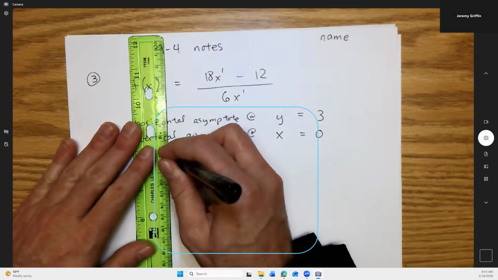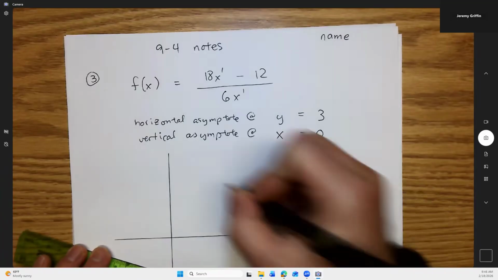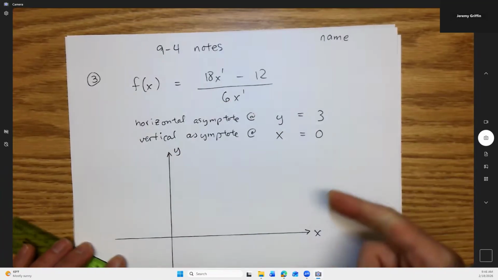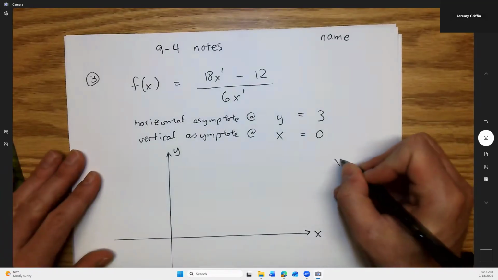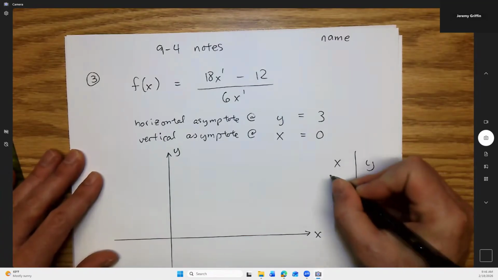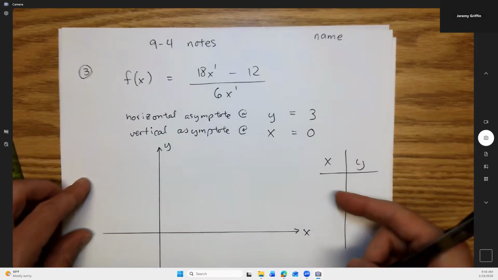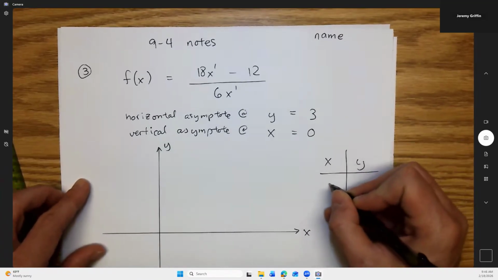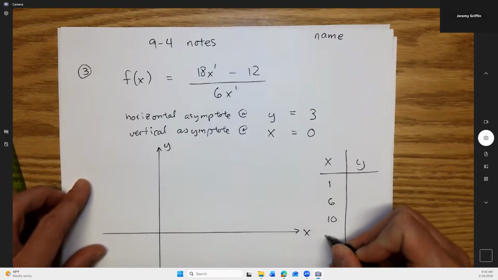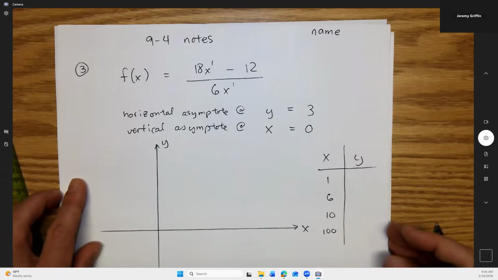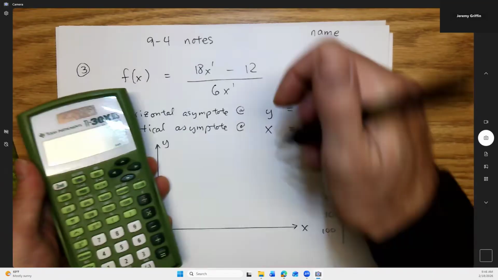So let's get some axes going. x-axis, y-axis. So here's x, here's y. There's a question, what's the cost of the 6th part? So I'll make a little xy table over here. Since this is a factory making parts, let's just go positive values of x. Let's go the cost of the first part, the 6th part, the 10th part, and how about the 100th part? We'll do that. For the calculator, I'll do it in parentheses.